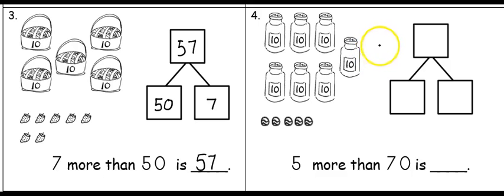We'll do the same thing looking at the jars of marbles. And we can see that we have some groups of 10, so I'll count 10, 20, 30, 40, 50, 60, 70 marbles in the jars, and then 5 more. So if I have 70 marbles in the individual jars and then 5 more marbles, I would have 75 in all. That tells me that 5 more than 70 is 75.